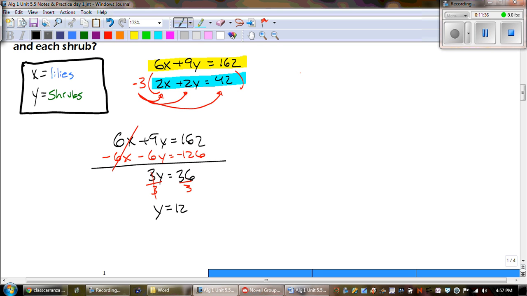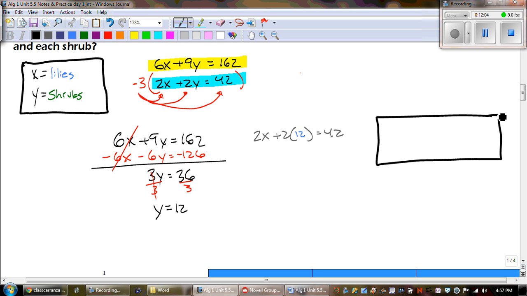Okay, remember, we're not done yet. We need to find out how much the lilies cost. So I'm going to plug into the blue equation, the bottom one, just because it's got smaller numbers. Make it easier for yourself, guys. Okay, you guys can do that on your own. Pause the video. And when you're done, I want you to solve and then tell me what's our final answer. Okay? Good luck.